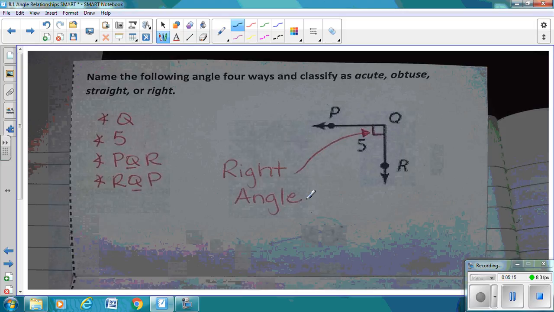Remember, acute will be smaller than 90, obtuse is larger than 90, straight would be that 180 degrees, and then of course this is a right angle, the 90 degrees.